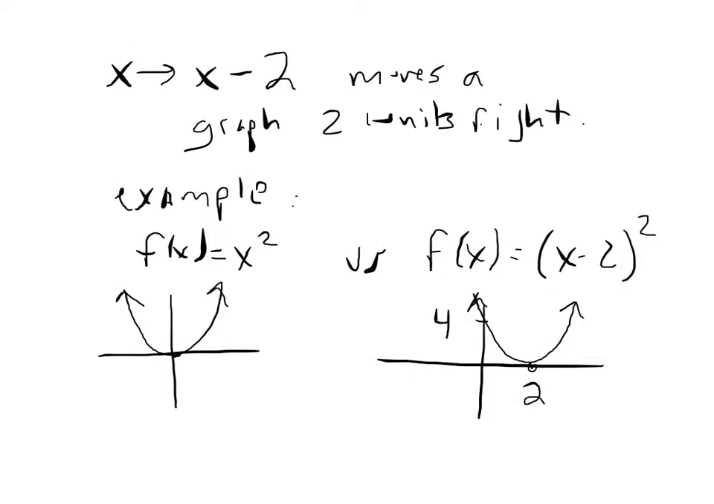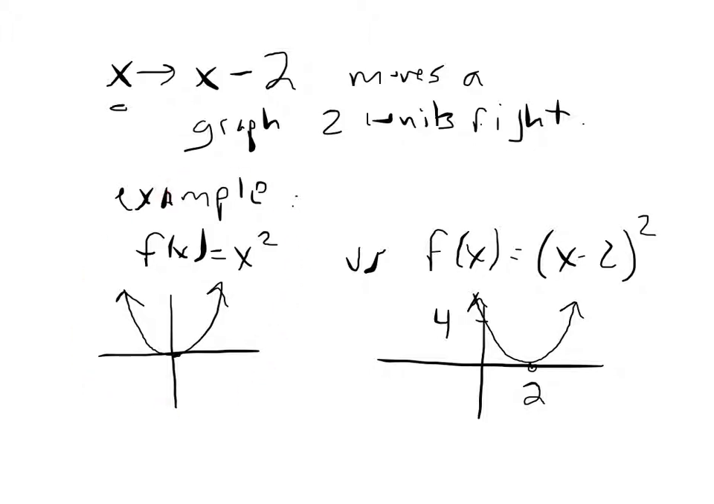So we'll look at some translations, horizontal and vertical first, which we looked at before this year. Big idea here is if I replace x in a function with x minus 2, that will move my graph 2 units to the right.